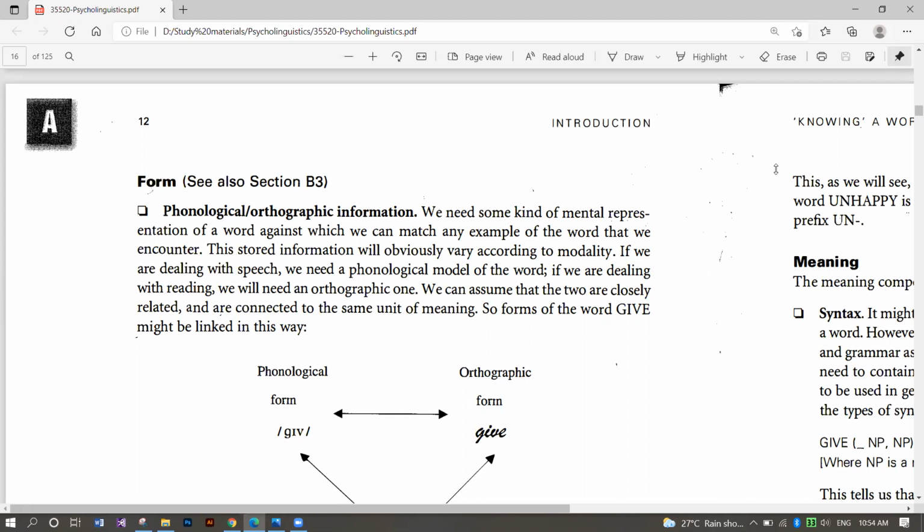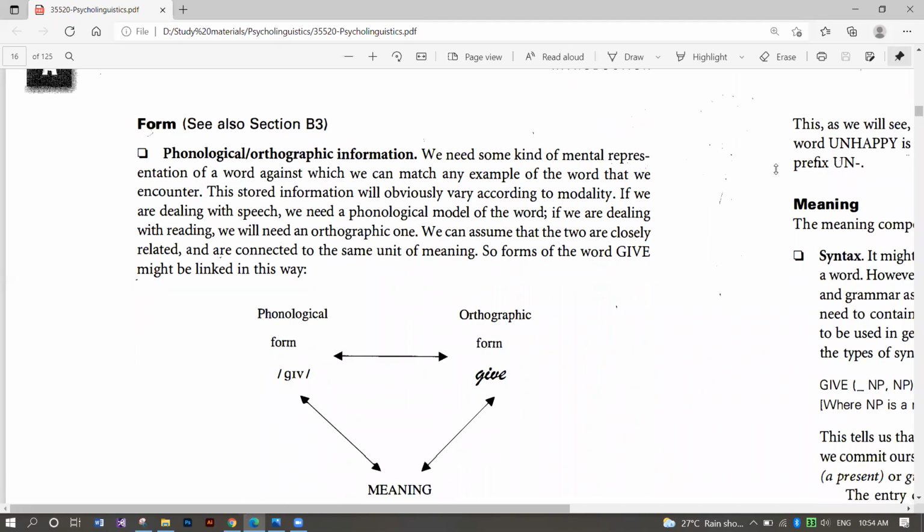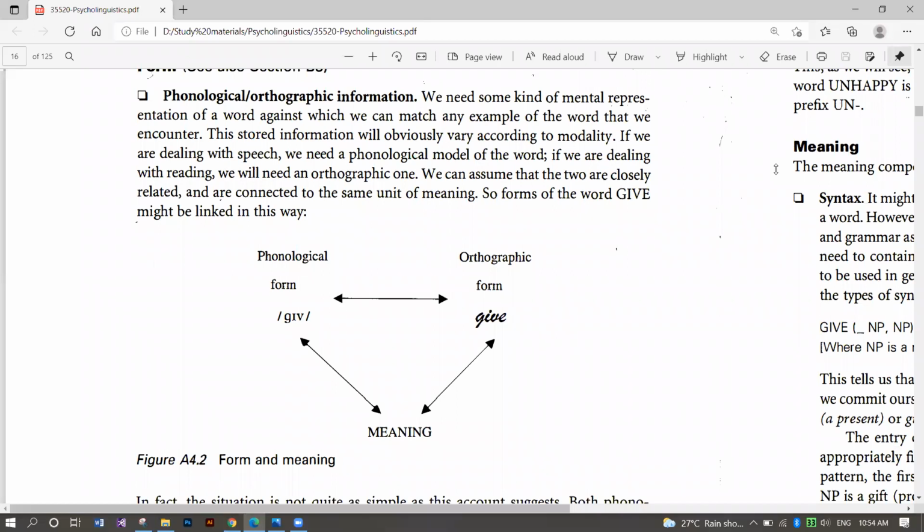So forms of the word give might be linked in this way. अब word give जो है इसका जो form है वो कुछ इस तरीके से होगा कि जिसके मतलब ये जो phonological representation है वो phonetic transcription कहते हैं, इसे क्या कहते हैं, वही give, इसको हम इस तरह बोलते हैं. कोई इस तरह गिव बोले तो आपको समझ आ जाएगा कि मतलब ये गिव की ही बात कर रहा है, क्योंकि यू हैव एक्चुअली स्टोर्ड दैट इन योर माइंड. प्लस इफ यू सी द वर्ड गिव, GIVE, इन दिस फॉर्म, ऑर्थोग्राफिक फॉर्म, so you can get the meaning के मतलब कौन सी गिव या मतलब इसका मीनिंग क्या है.